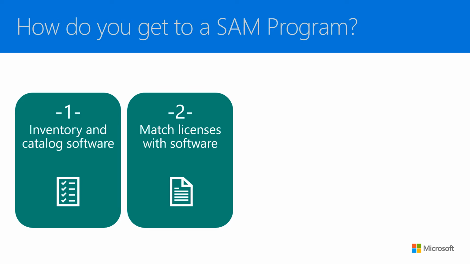Then it's all about matching licenses with software. You need to find the licensing documentation for each software title that's been discovered during the software inventory process. And then the findings are analysed and the results documented, and that establishes a baseline.